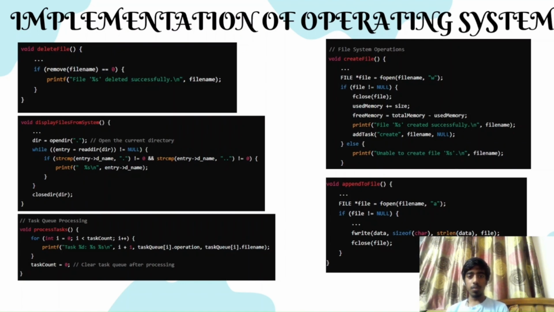Then if the file was opened successfully, the line prints the data to the file. Data is the data to be written. Size of char is the size of each element in the data. String length of data is the number of characters in the data. File is a file pointer, and this line closes the file using the fclose function.